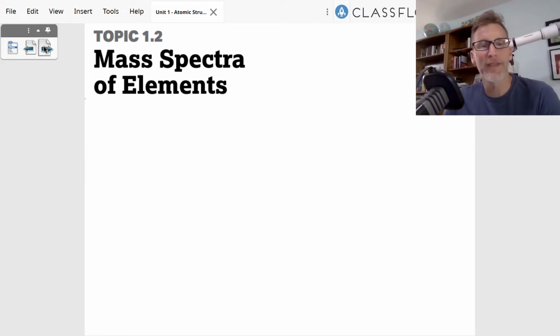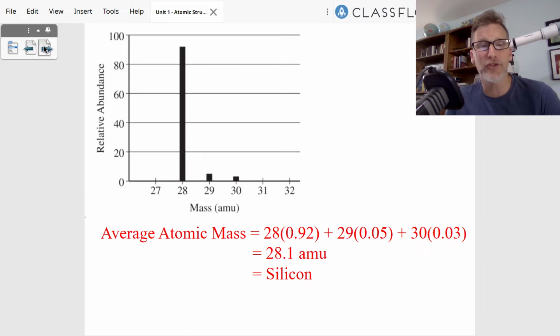That's topic 1.1. Topic 1.2 is the mass spectra of elements. When it says mass spectra, you're going to have a spectrum that looks like this. And in this spectrum, you can see there's 3 isotopes. An isotope is the same number of protons, the same element, different number of neutrons, a different mass. So you can see the most abundant isotope is isotope 28, but we have 29 and 30.